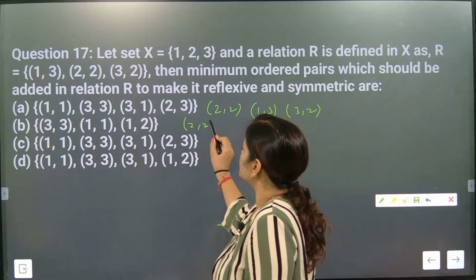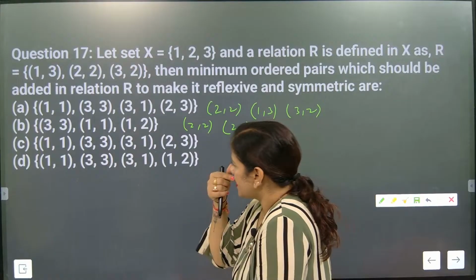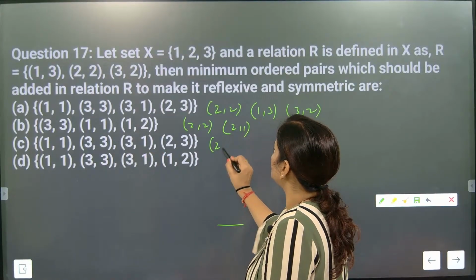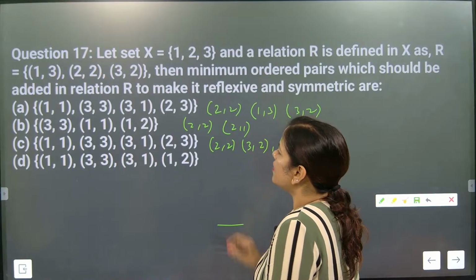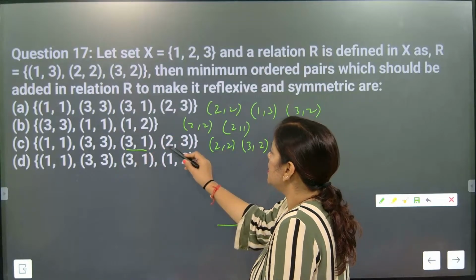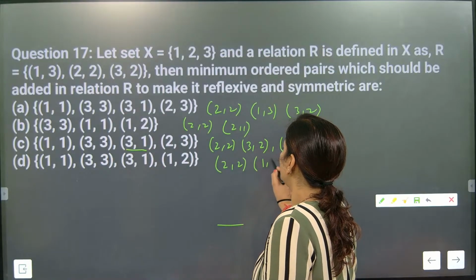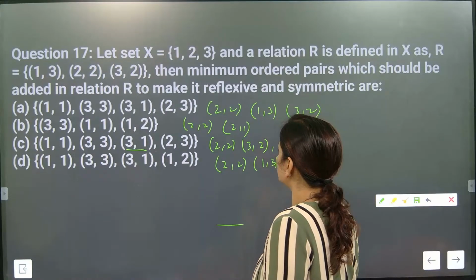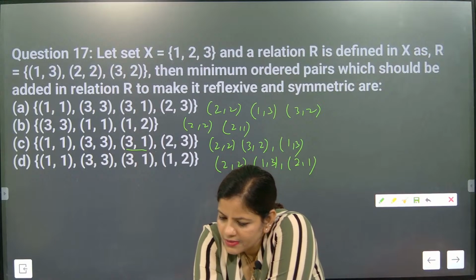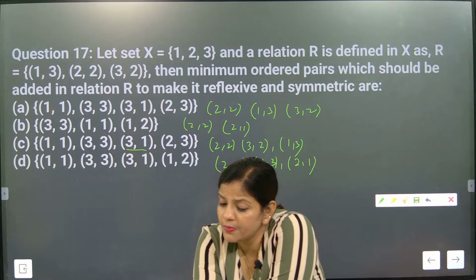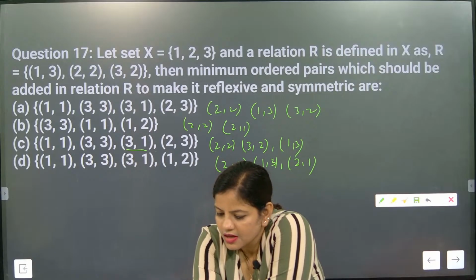Here 2 2 is missing and 2 1 is missing. Only 2 elements are missing here. Okay, 1 1, 3 3, here 2 2 is missing, 3 2 is missing, and 1 3 is missing. 1 1, 2 2, 3 3, 3 1 is there, so 1 3; 2 3 is there, plus 3 2. Now here 1 1, 2 2, here 2 2 is missing, 1 3 is missing, 2 1 is missing. Right? So what is the correct answer now? Say. Minimum number should be added where? Minimum ordered pair which should be added in a relation to make it reflexive. Still A. How?